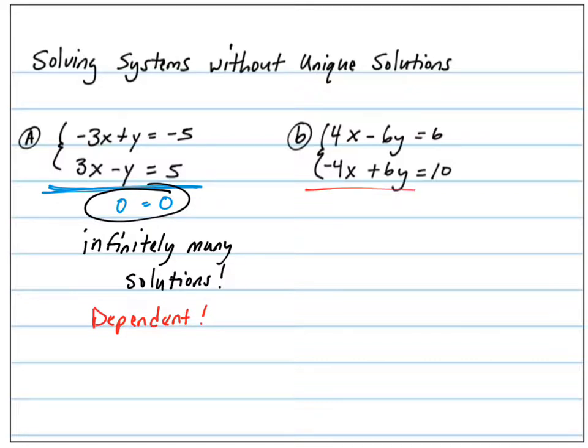Notice here we've got some things that cancel out through elimination. So these cancel out, we get 0, 0, but this time we get 16. So now we have to ask ourselves, is 0 equal to 16? No, that's never true. So this has no solution. And because it's no solutions, that tells us right off the bat that this is inconsistent.